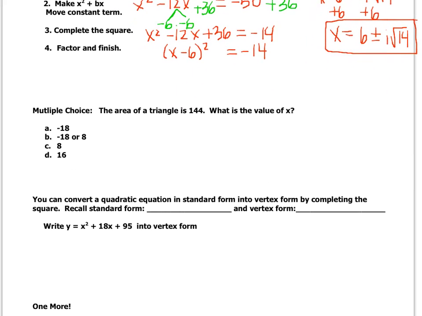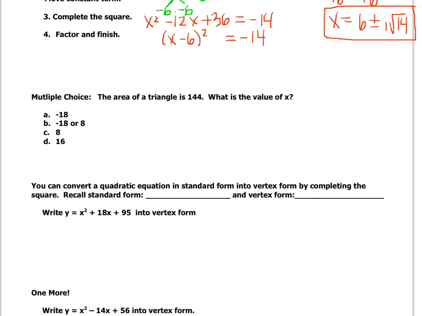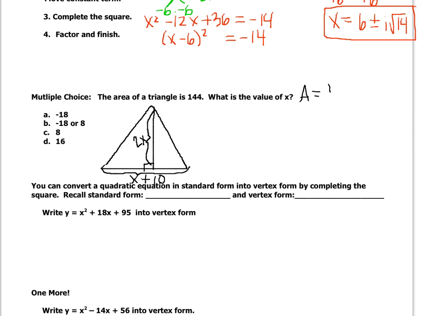My next one here says the area of a triangle is 144. What's the value of x? Well, we need a little more information here, so let's draw a triangle. Here's my triangle for this situation. This is a right angle right here. The bottom is x plus 10, and the whole height is 2x. So let's keep in mind area equals half base times height.